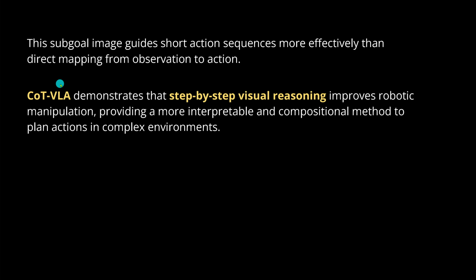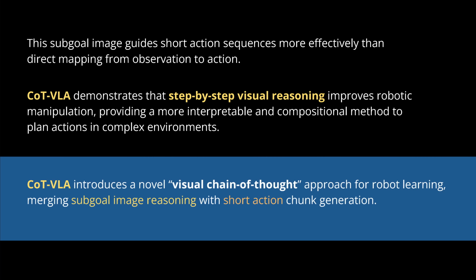Beautiful chain of thought, vision, language, action demonstrates that it's working. The step-by-step visual reasoning is really working. It improves our robotic manipulation up to plus 17%. So this is a real nice study, not complex, not huge infrastructure. Chain of thought, vision, language, action model, a novel visual chain of thought approach for some real fast robotic learning, merging our sub-goal image reasoning with the short action chunk generation.